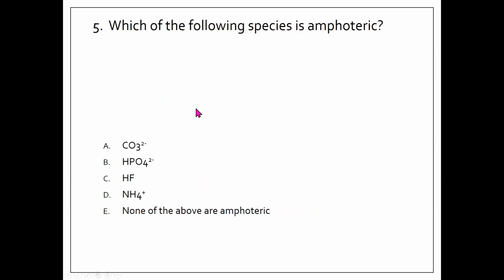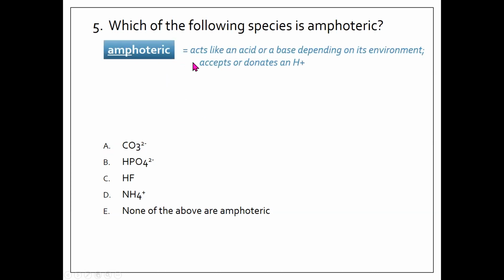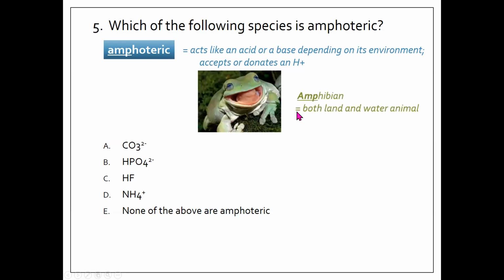Now in 5, we're looking for which of the following species is amphoteric. So AMP, so it acts like an acid or a base depending on its environment, and it accepts or donates a proton. So think of that AMP like amphibian. It lives on both the land and water. So this compound can act like an acid or a base depending upon its environment.